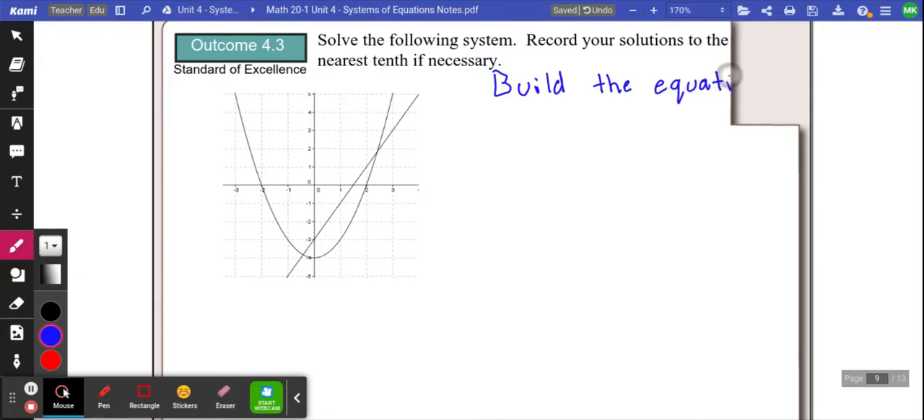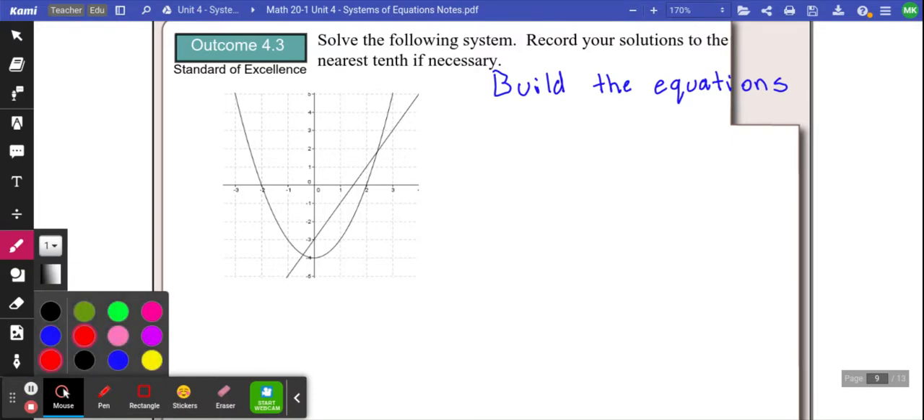We need to take each one of those lines and turn them into an equation so we could graph that equation on our calculator, and then we can do second trace intersect on our calculator and know exactly where those two solutions are. Let's start off by finding this quadratic function. So the quadratic function is this one in red.